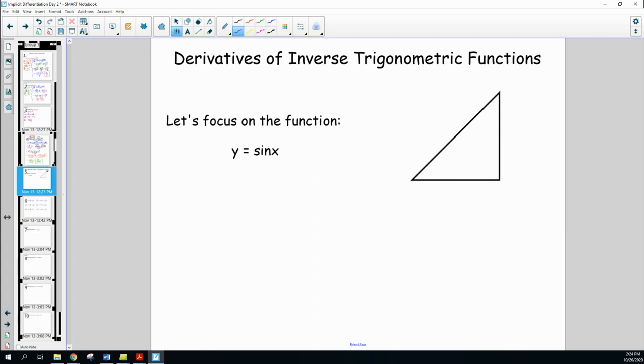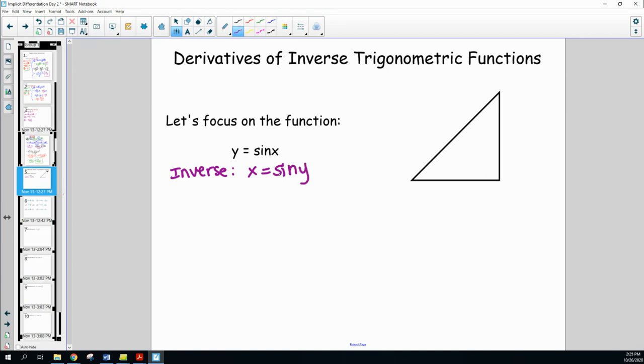So now we're going to talk about the derivatives of inverse trig functions. We're going to focus on one function in particular, y equals sine x. If I wanted to find the inverse of this function, I know that all I need to do is switch the x and the y. So I would get that x is equal to sine y.